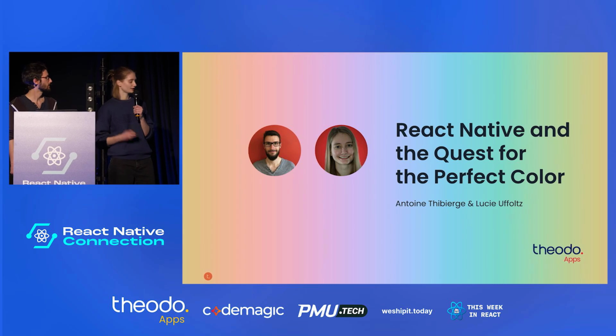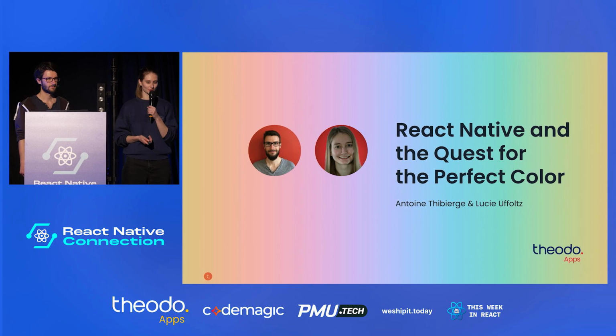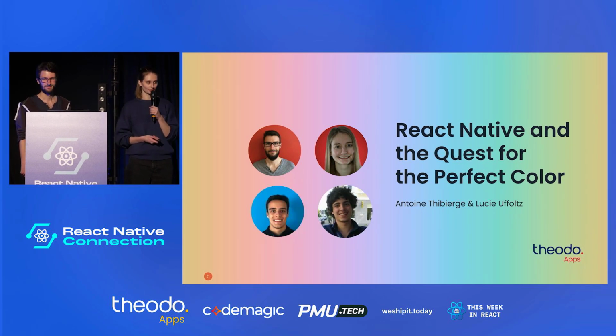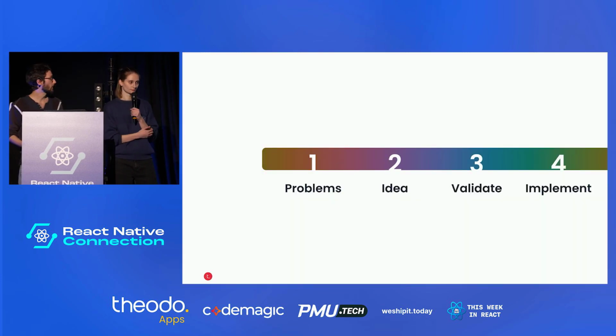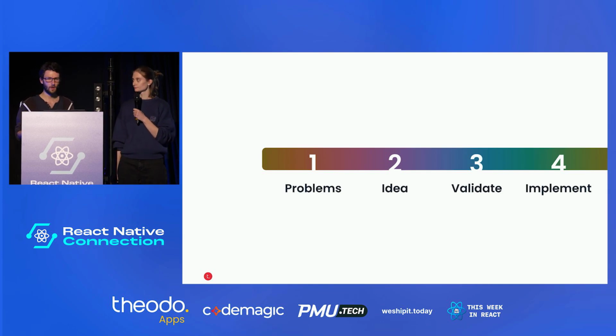I'm Lucie, and this is Antoine, with two other people who have been introduced earlier, Tico and another Antoine. We work at Thibierge apps, on the quest of the perfect color for the past year, and today we want to show you the result of our research. So to talk about this, we use this framework. We are going to introduce you to the problems with color, then our idea to fix all those problems, how we validate this idea, and then how we implement it.